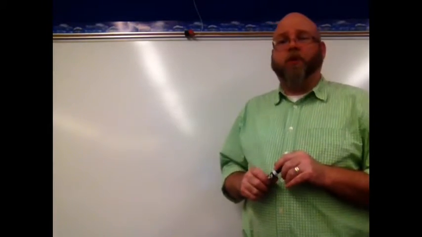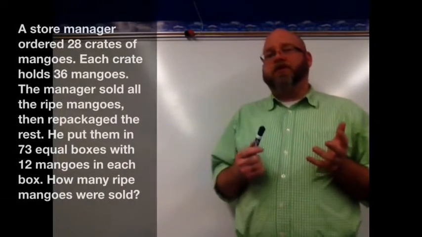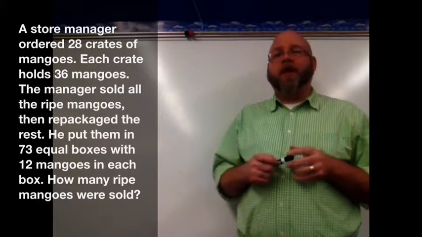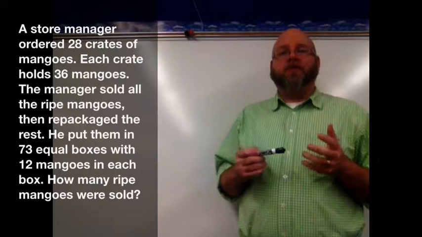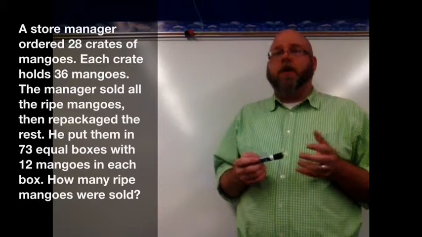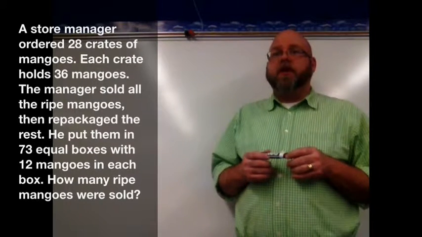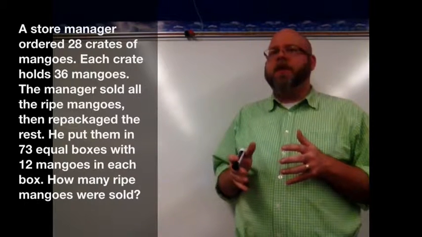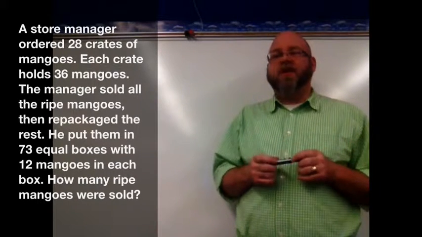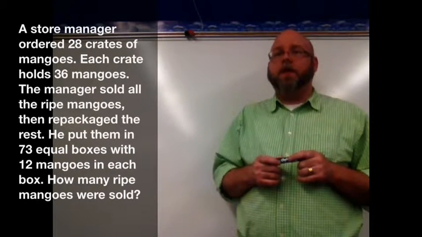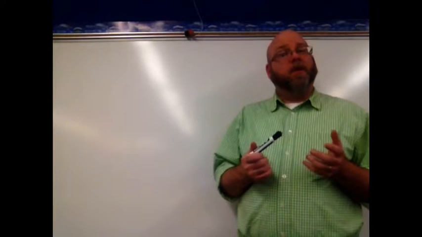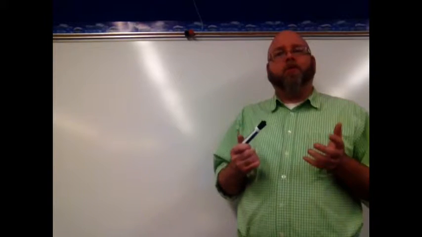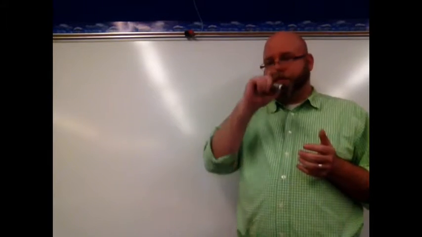Let's look at our first story for today. We'll say that a store manager ordered 28 crates of mangoes. Now there were 36 mangoes in each crate. When the mangoes were delivered, he sold all the ripe ones, and then he repacked the rest into 73 equal boxes. There were 12 mangoes in each box. We're going to try to find out how many ripe mangoes were sold.